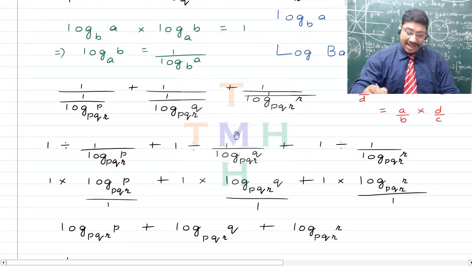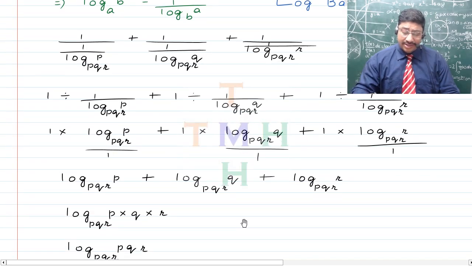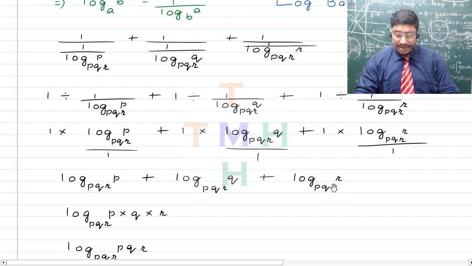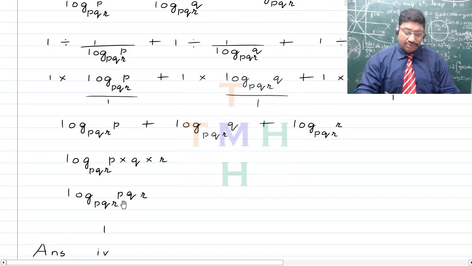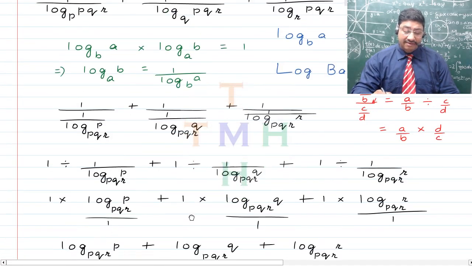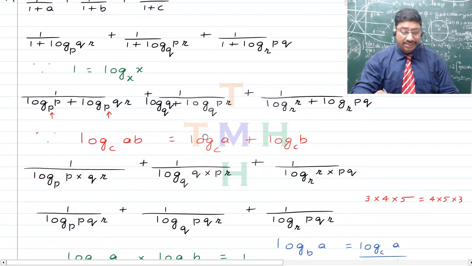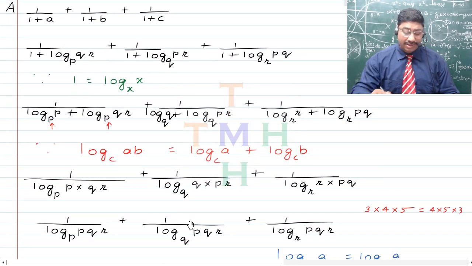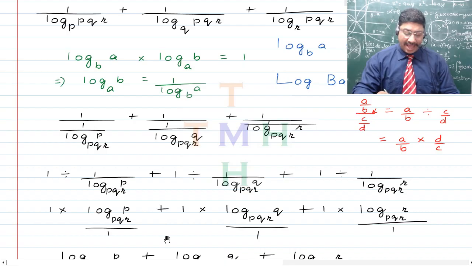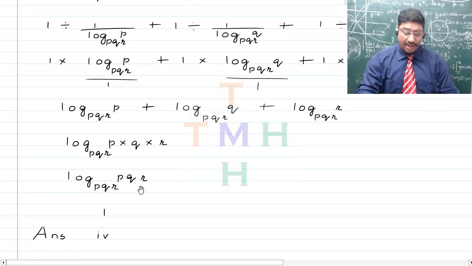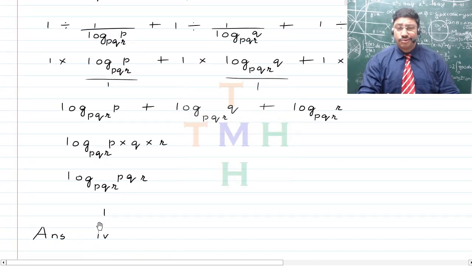So as this already is there, now we can write the left hand side as log of P into Q into R, to the same base PQR, right? As we also learned, if we find the log of a number whose base is also the same number, then we get 1. So this again we apply, and now we have log PQR to the base PQR, which becomes equal to 1.